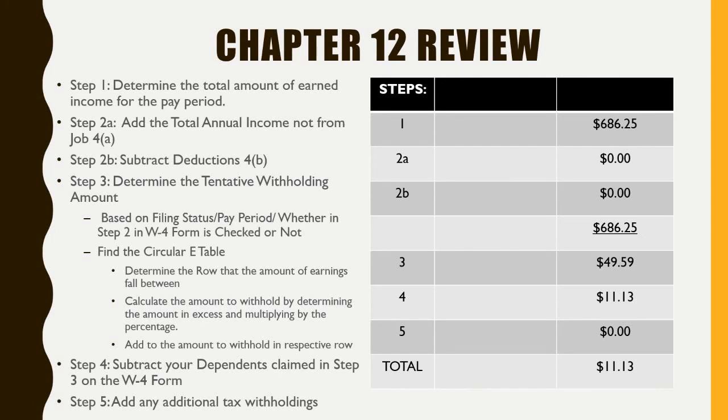So again, slight changes in regards to this, but I will not test you on steps 2A or 2B, okay? And especially on step 5. I'm not going to have additional income or any additional deductions or any other extra withholdings, okay? So all those 3 things are going to be taken out. All I want you to know is how to calculate the earnings, how to calculate the federal, how to use the Circular E table to figure out the percentage, and what happens if a person claims a dependent, okay?